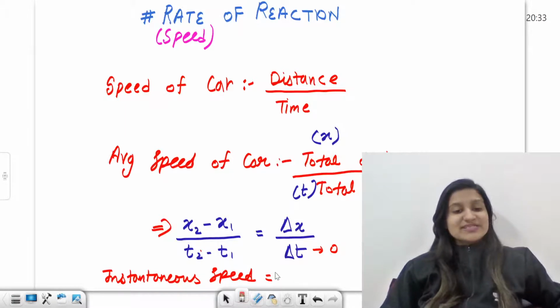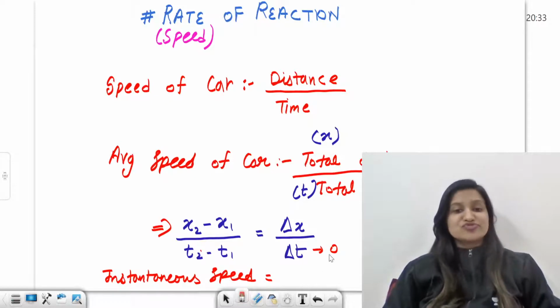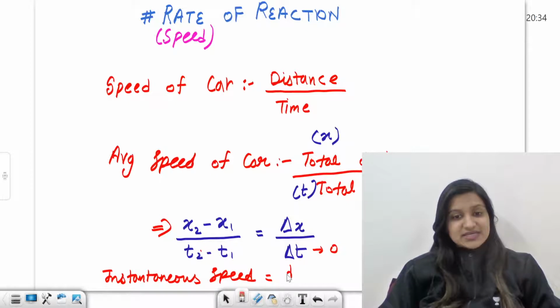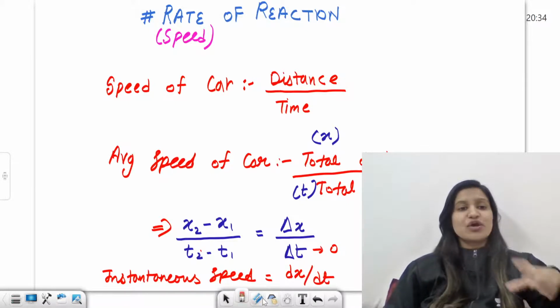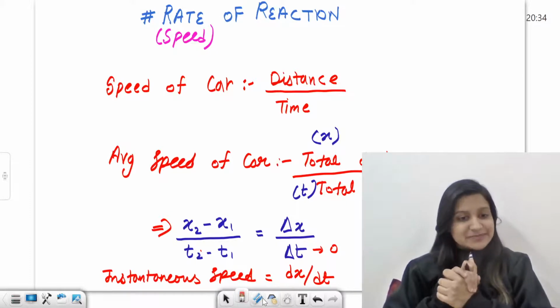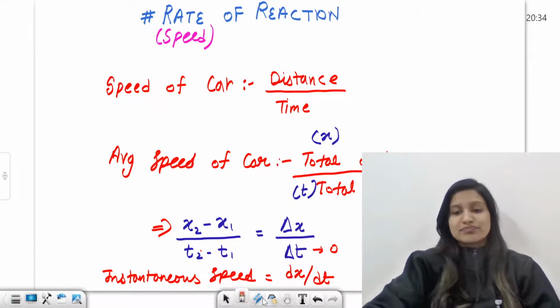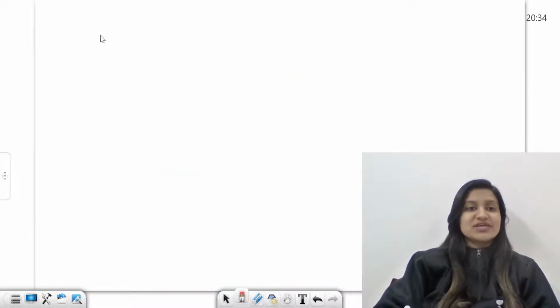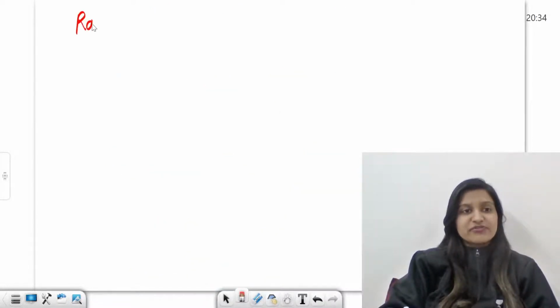So this is your instantaneous speed, right? When this delta t approaches zero, then your delta becomes d. So it becomes dx over dt. That is your instantaneous speed, right? Great. Now, we'll do the same thing with rate of reaction.